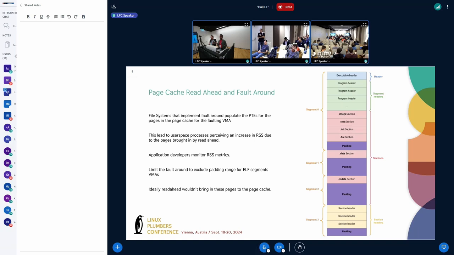So I should ask a bigger question, which is: does anyone in the room have a use case other than this, where you want to handle sparse files more efficiently? I'm seeing David has an example.